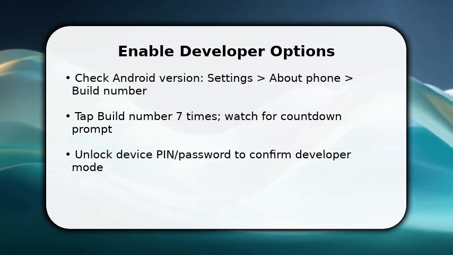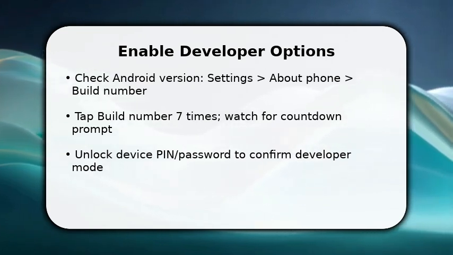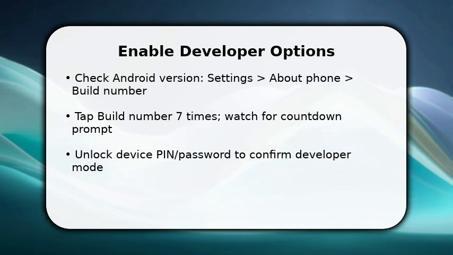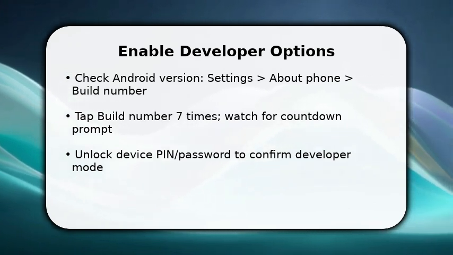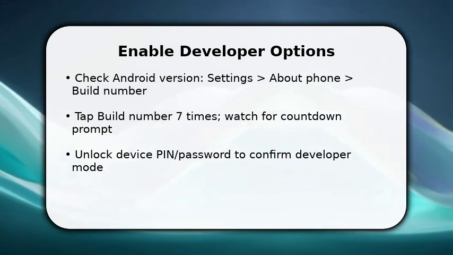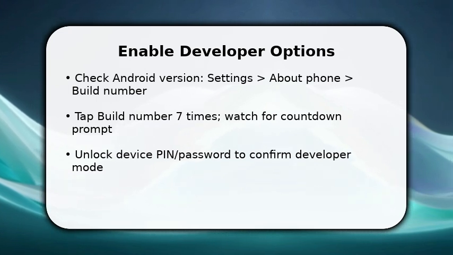Enter your lock screen PIN or pattern when prompted to confirm. Once done, Developer Options appears under System or Additional Settings. This step authorizes low-level access like USB debugging and performance profiling, which you'll use in the next steps.